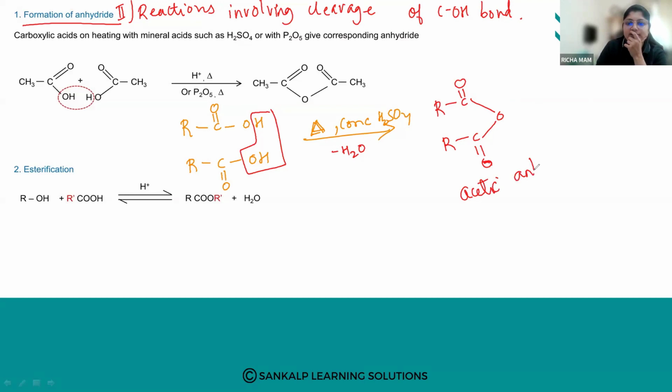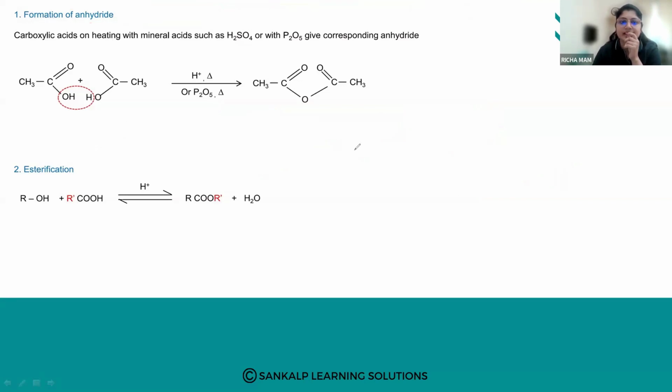Is it clear? What we have done here is take 2 moles of carboxylic acid and heat them in concentrated H2SO4. After heating, the water molecule will be lost, and we are going to get the acetic anhydride.